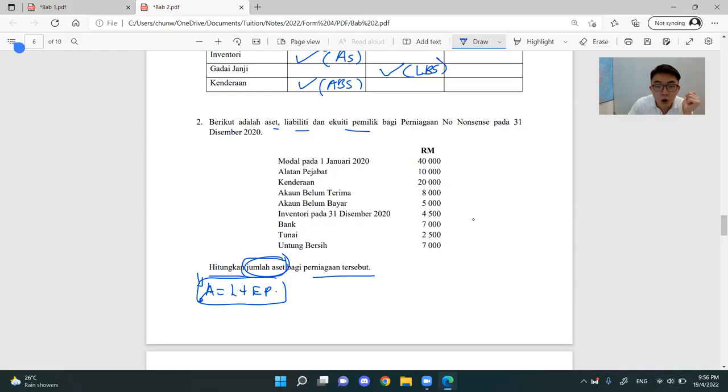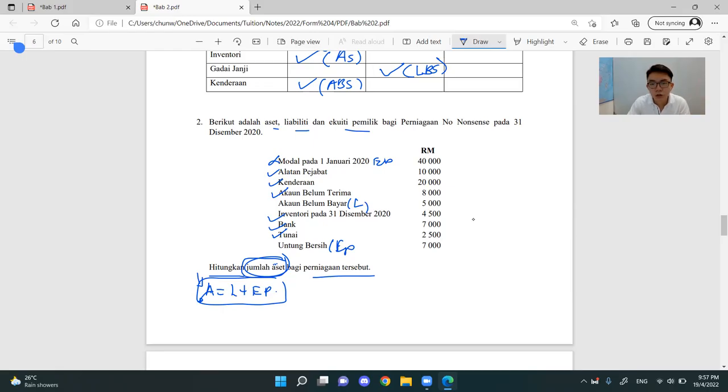You just need to find out all the assets. So what are the assets? Modal is in EP, right? And then the alatan pejabat, yes. Kenderaan, yes. ABT, yes. ABB, no, because it is a liability. Inventory, yes. The bank, yes. The tunai, yes. Untung bersih, no, because it's in the equity per mille.